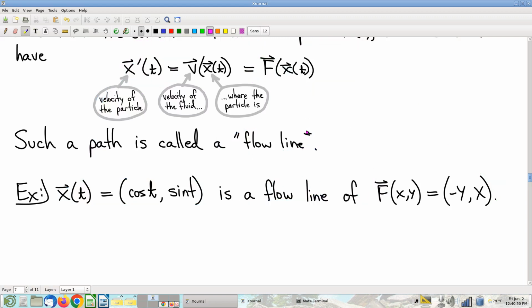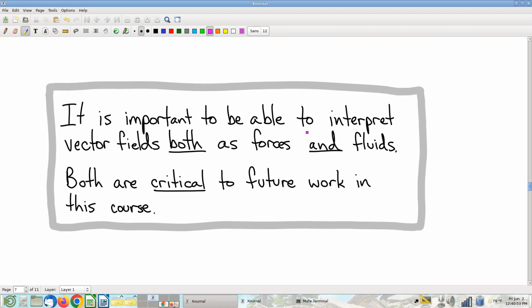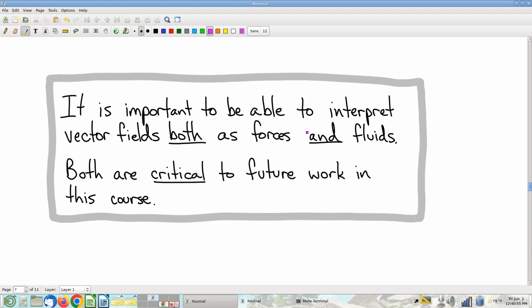Okie dokie. So let's see here. A quick comment. I've given you two different manifestations of vector fields, physical things that are naturally represented by the abstraction of a vector field. Forces was one of them. Gravitational forces, electric field forces can be represented by vector fields. And fluid flows, a totally different physical thing, also represented very nicely by vector fields.